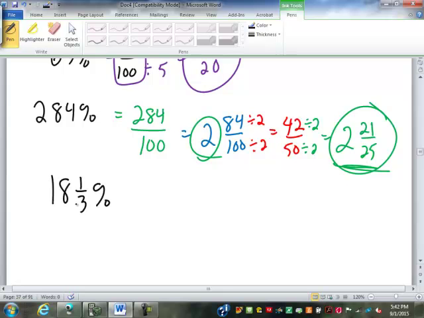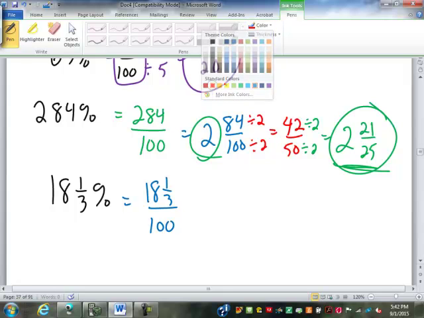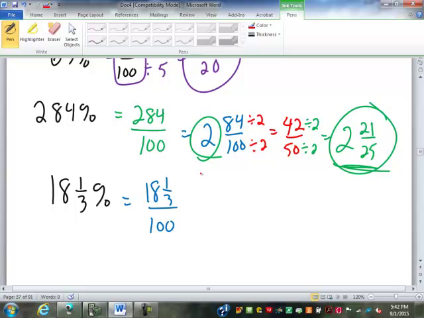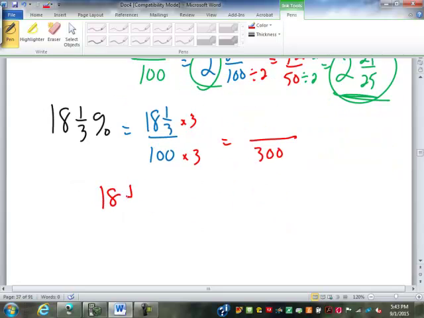How about 18 and 1/3%? It's still going to be 18 and 1/3 out of 100. Now, we don't like having fractions within our fractions. So obviously we have to get rid of that 1/3 somehow. To get rid of a fraction, usually we just multiply by its denominator. In this case, it's a 3. So I'm going to multiply this on top and bottom by 3. So 100 times 3 is 300. 18 1/3 times 3 is going to require a little bit more work. So it's going to be 3 over 1.